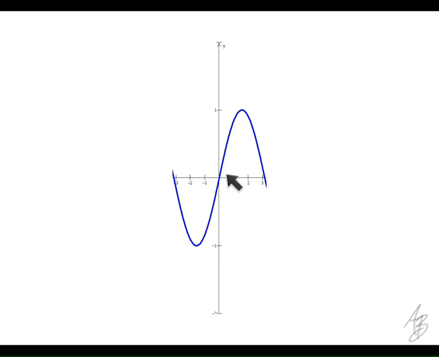It goes through 0, 0. It has a maximum here at pi over 2 and 1, or at least really close to it. It's actually slightly off, but you can't tell looking at it. It has a period of 2 pi. You can see here that it has a 0 at pi, or just slightly bigger than 3. So it has all those properties of the sine curve.